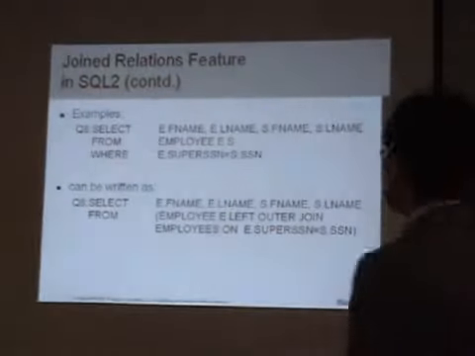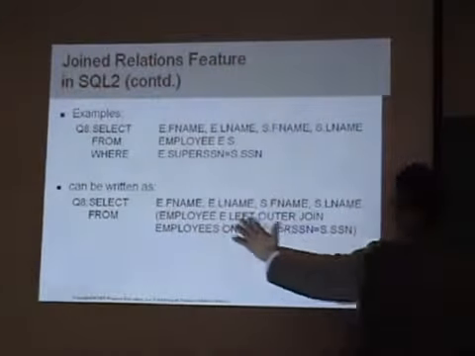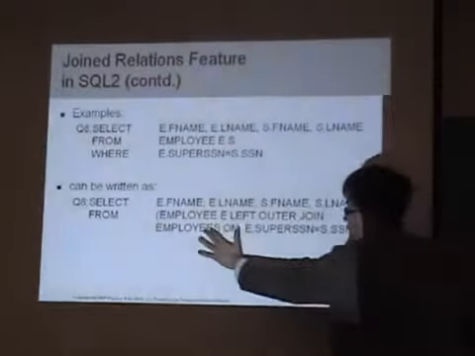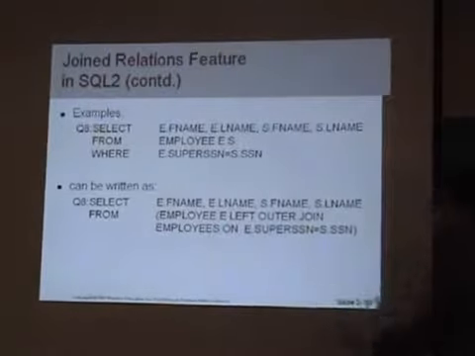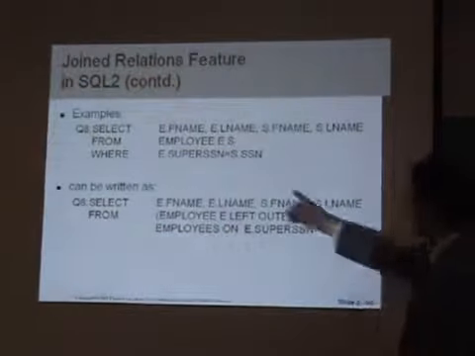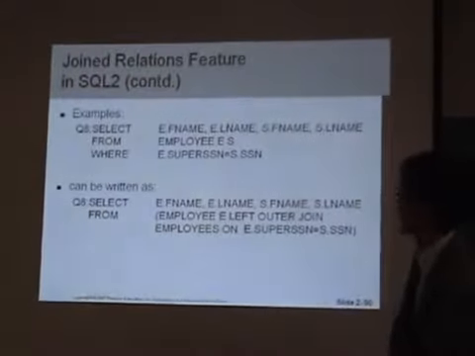For example, this is the left outer join: employee left outer join employee. So the left-hand side is E, and the right-hand side is the super SSN, the supervisor employee.